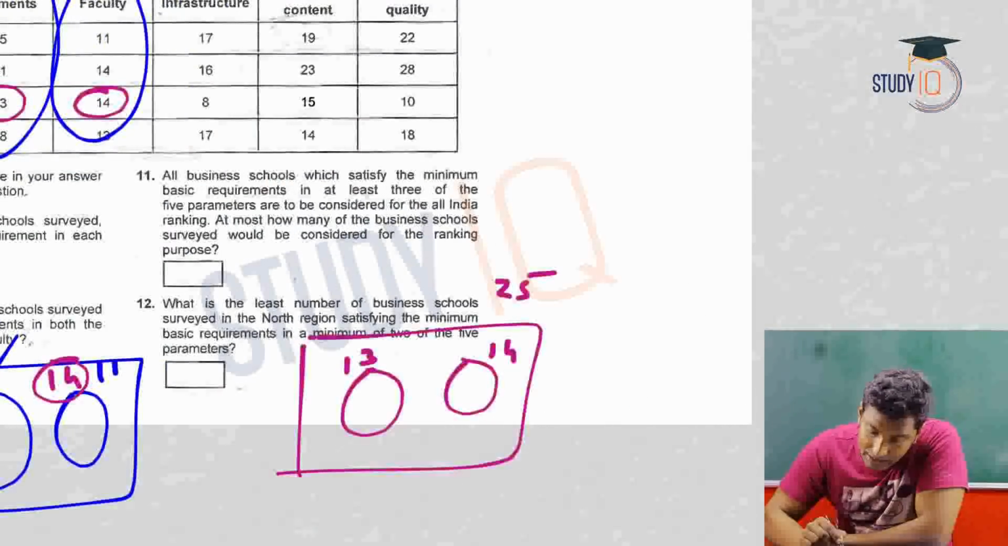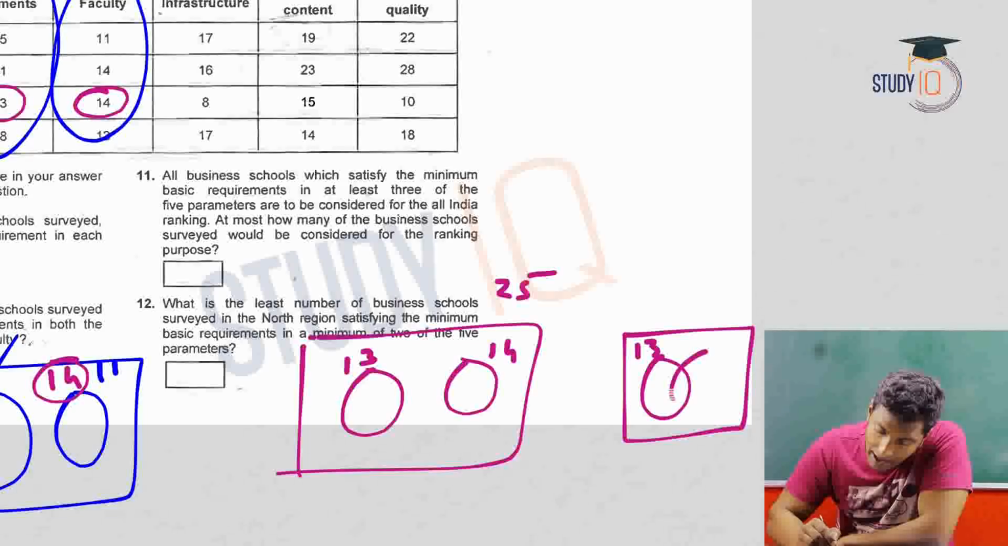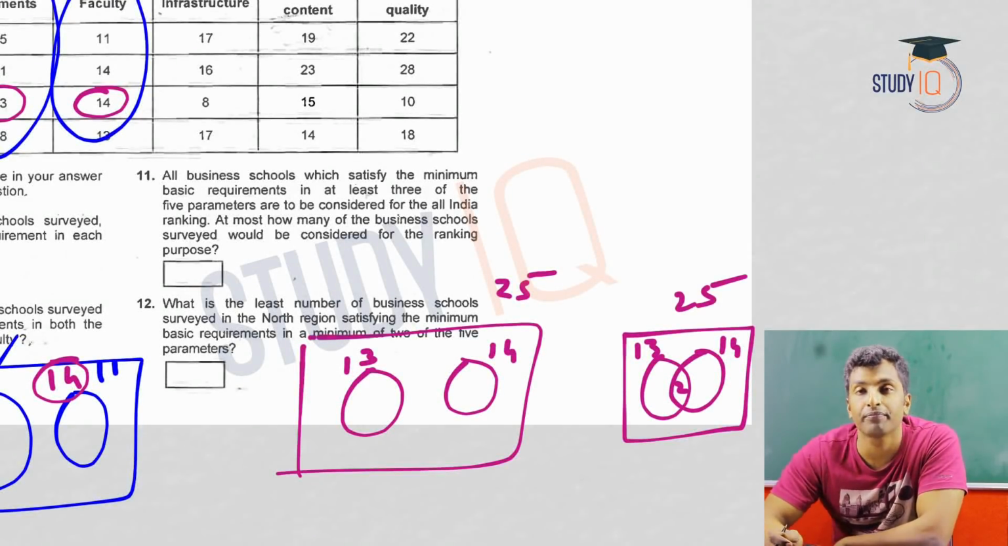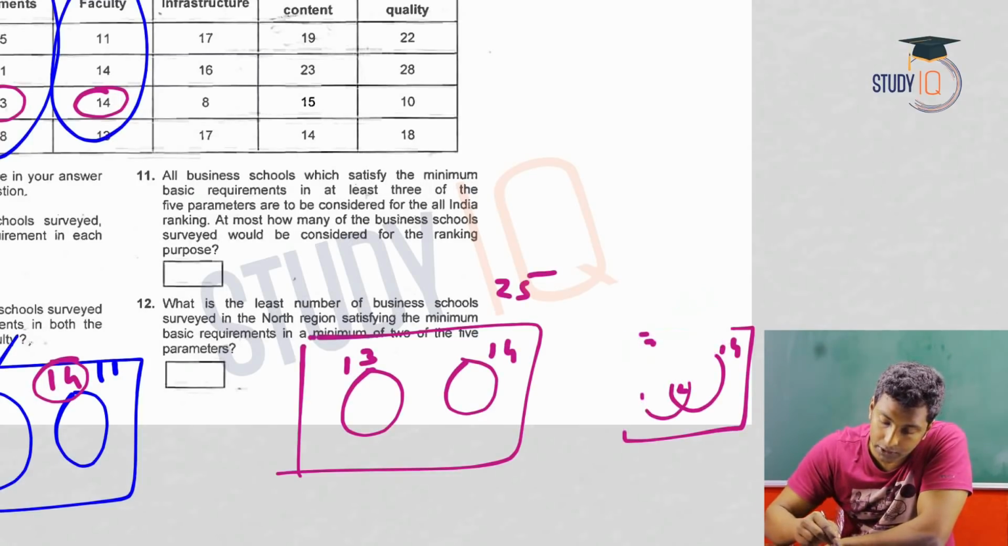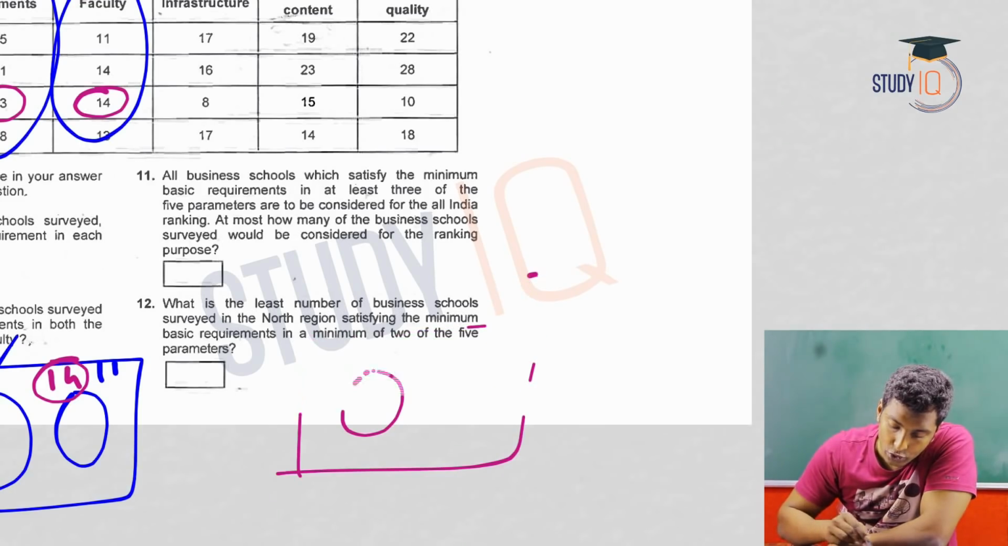So I can draw like this only. This is 13 and this is 14. In between there is 2. Only then I can write 25, right? So minimum 2 should be there. I'm not saying maximum, minimum 2 should be there. So I can get 2 from there.